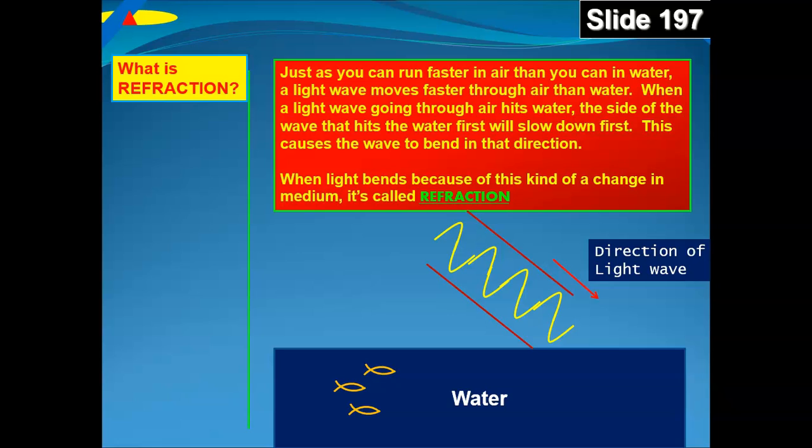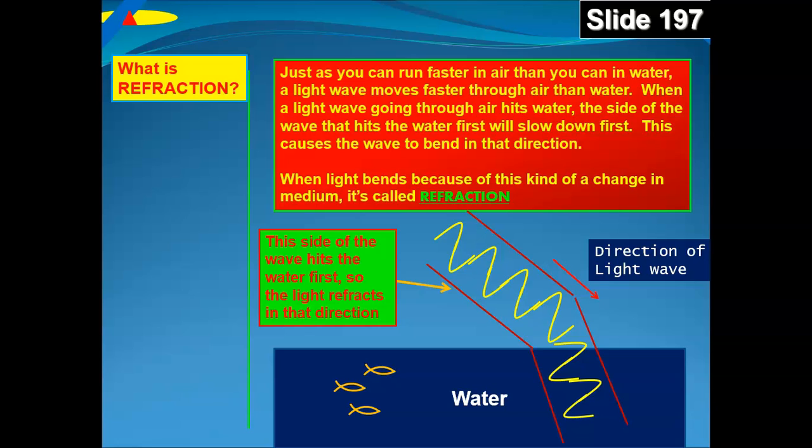So here comes a light wave through the air, heading to the water. You can see how the bottom part of that wave is hitting the water first. The top part isn't going to hit right away. You can think of it like a car where the wheel on one side goes into the sand. It's going to cause the car to swing around, because the wheels in the sand stop. So the top side is going to swing around like that. The side of the wave that hits the water first slows down, so the light refracts in that direction.